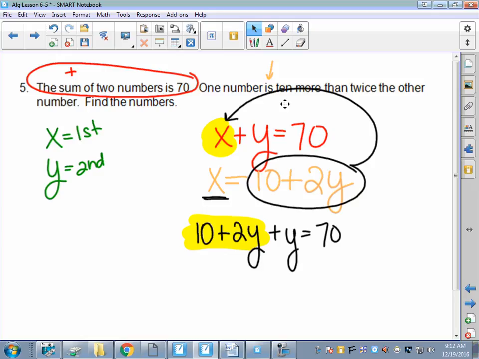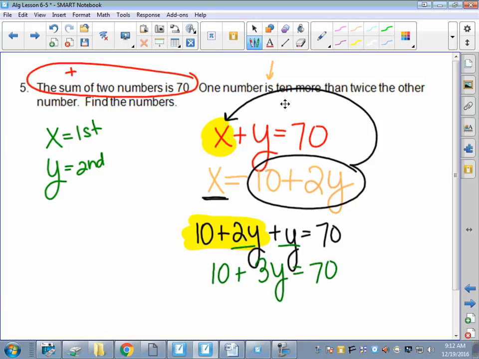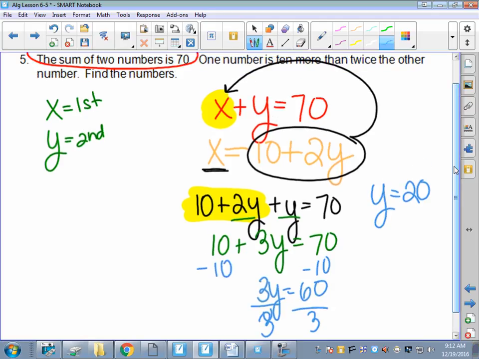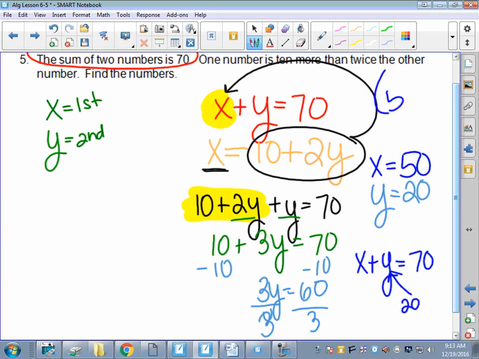I can combine my like terms. 2y plus y is 3y. I would go ahead and minus my 10. So 3y equals 60. Divide by 3. So y equals 20. And then this one you might even just be able to think it through. Our first equation said that x plus y equals 70. And we just found that y is 20. So what does x have to be? So our ordered pair would be 50, comma, 20.